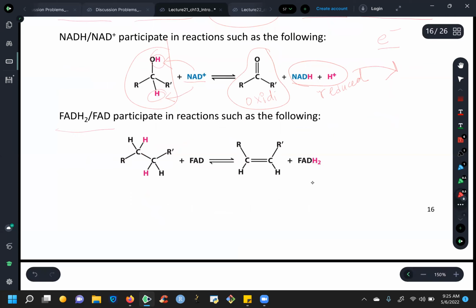Okay, and then FADH2 participates in the following. Yep, exactly the same thing. It didn't have hydrogens, and now it does. And whenever you steal these, remember that these carbons still need to have 4 bonds. And because you took the hydrogens, they no longer do. And that's when they create a double bond.